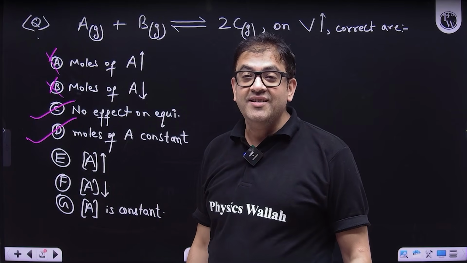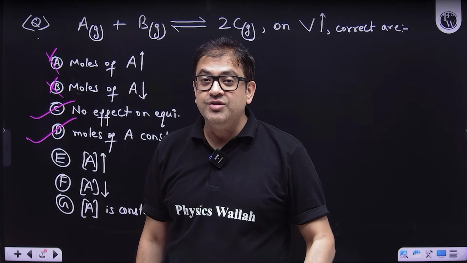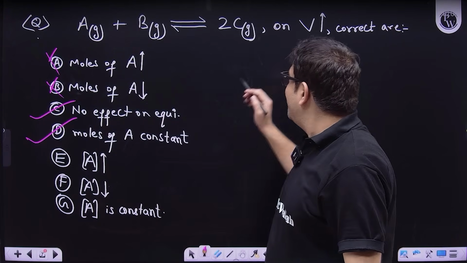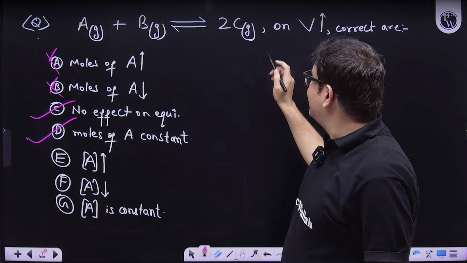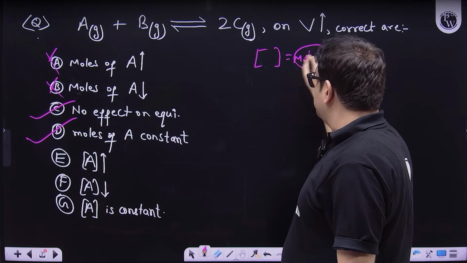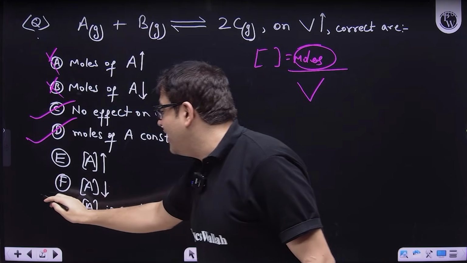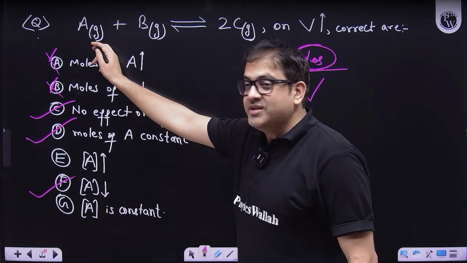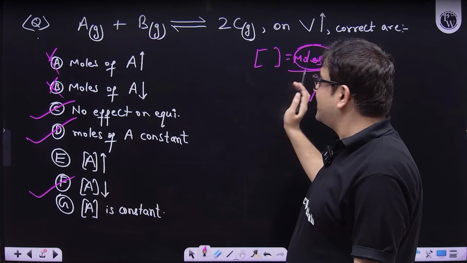But, my dear friends, you are changing the volume, right? So if you are changing the volume, what is concentration? Moles upon volume. You are increasing volume right now. The moles are constant, but the volume is increasing. So the concentration of A will decrease. Concentration of any species will decrease because the volume is increasing.